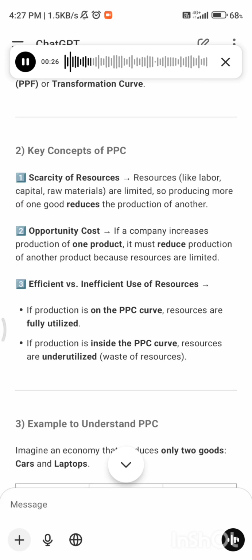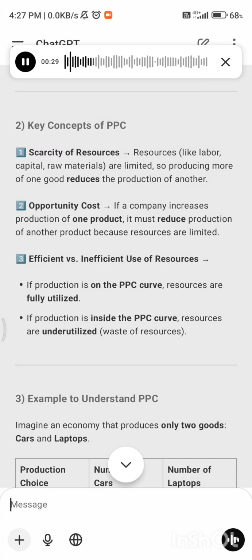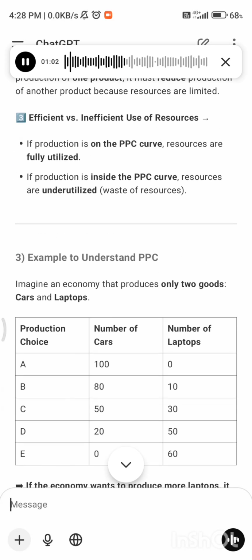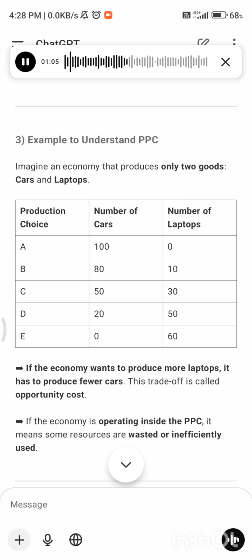2. Key concepts. Scarcity of resources: resources like labor, capital, and raw materials are limited, so producing more of one good reduces the production of another. Opportunity cost: if a company increases production of one product, it must reduce production of another product because resources are limited. Efficient versus inefficient use of resources: if production is on the PPC curve, resources are fully utilized. If production is inside the PPC curve, resources are underutilized, which is a waste of resources.